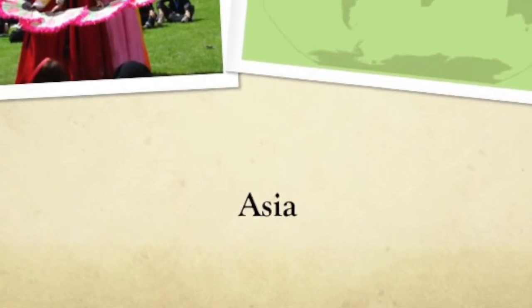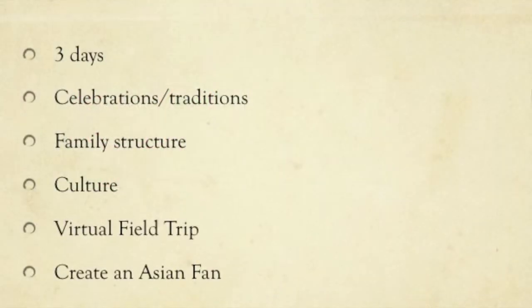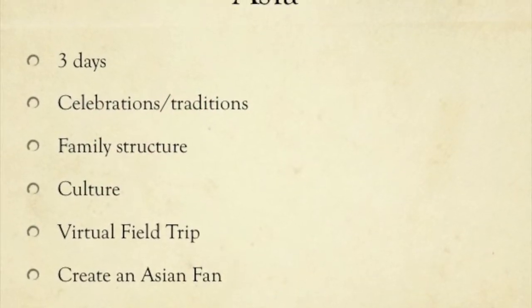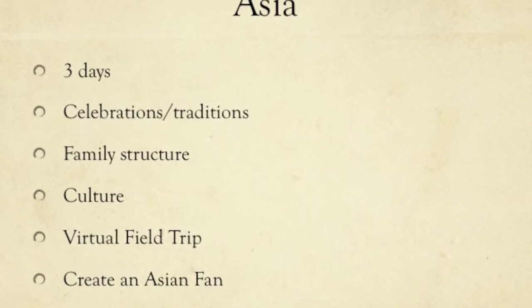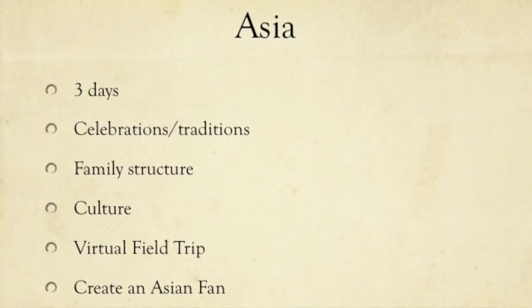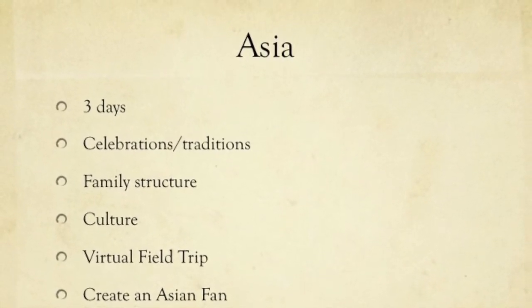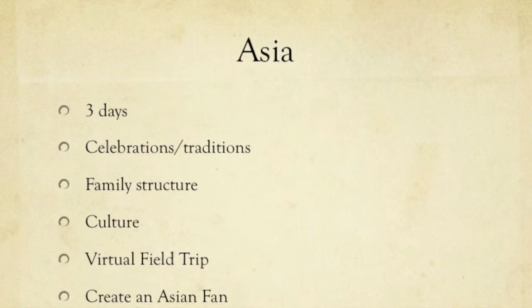Students' third stop will be in Asia. This stop will last 3 days, where students learn about celebrations and traditions, family structure, and culture. In this part of the unit, students will take a virtual field trip, comparing and contrasting different types of Asian fan dances. At the end of this lesson, students will create their own Asian fan.